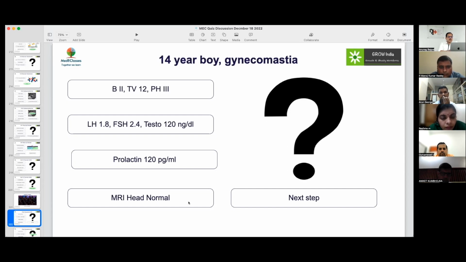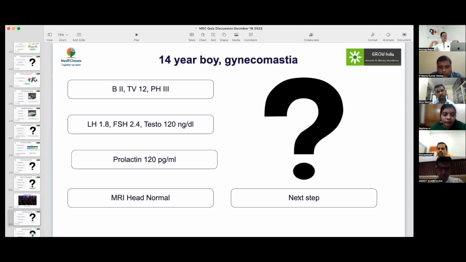So a child who has gynecomastia, normal LH, FSH, testosterone, prolactin is high. MRI is normal. So people are talking about prolactin dilution. But prolactin is already high, so by diluting, it won't help. Anything else? Audience here? No. So you have got a falsely elevated prolactin. What will you do?